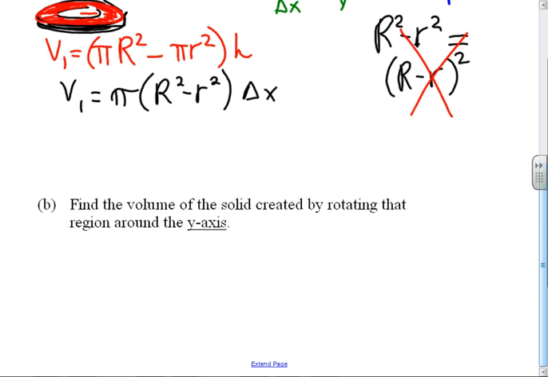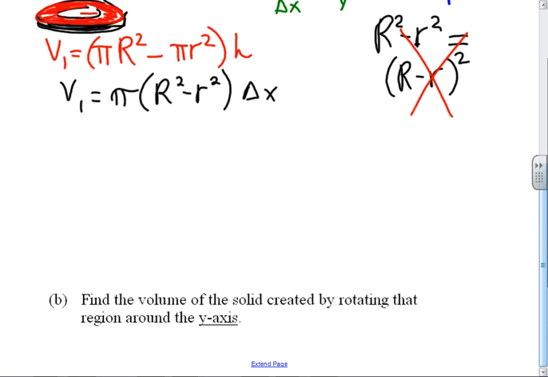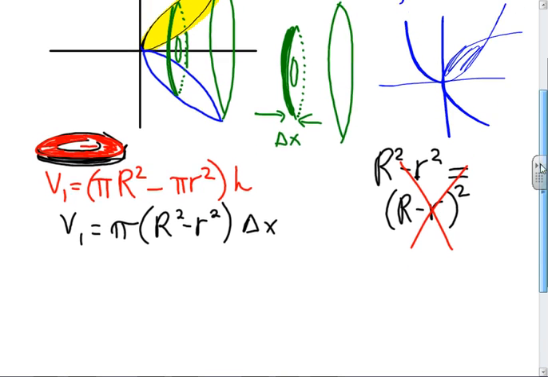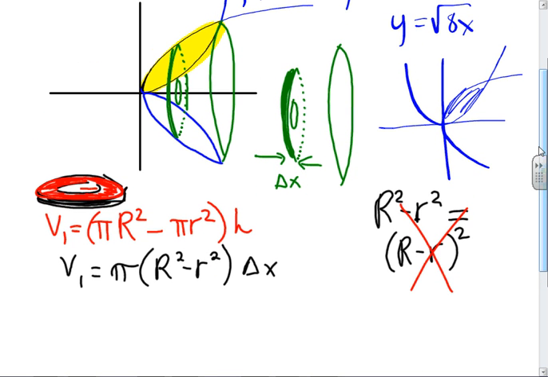It's bad. Okay, so I'm going to move this, and now we have to figure out a radius. So the little radius, now I better label these. This one was y equals x squared.